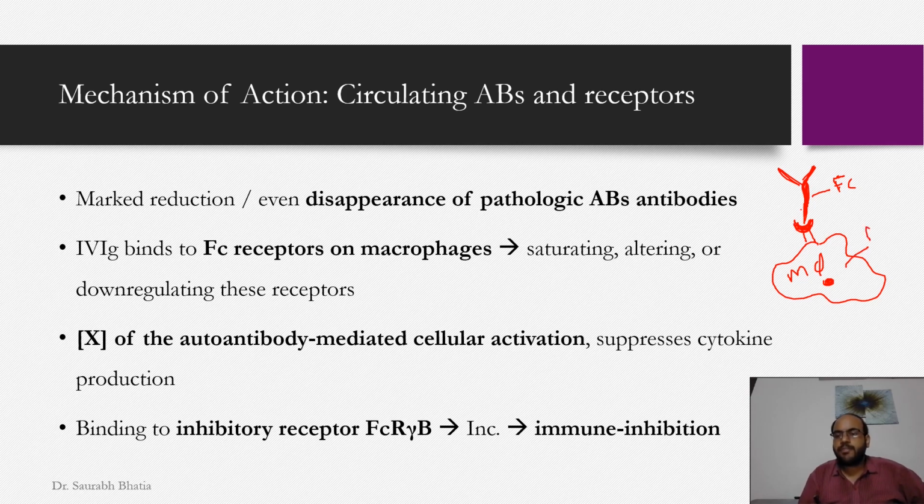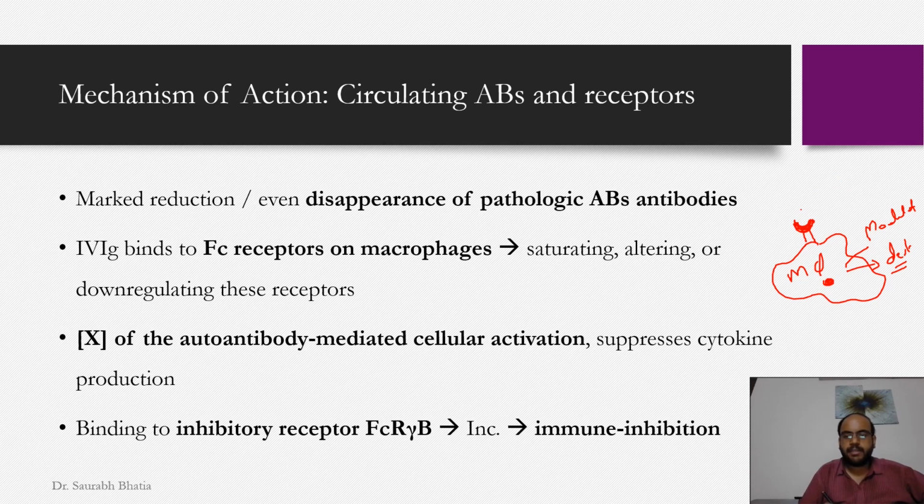This saturation will lead to either the modulation of macrophages or the destruction of those macrophages. That means the macrophage will somewhat think that the humoral immunity is taken care of and it will start to downregulate it. And if these receptors are downregulated, the mechanism by which antibodies lead to activation of macrophage is also reduced. Let me tell you how.